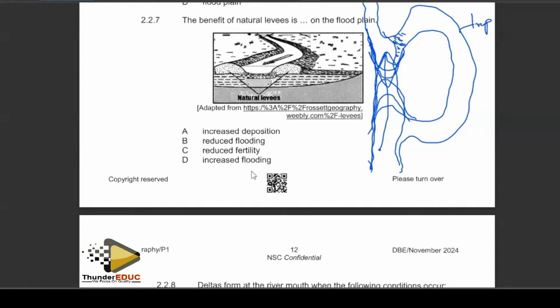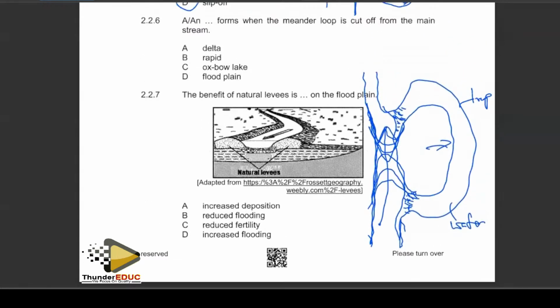There will be deposition here, and there will be deposition there. And it will remain with its own supply of water, but no more feeding in of water from the channel. This is what we are referring to. What is the feature which is forming here? We don't need to waste time. That is an oxbow lake. So the correct response is C for that one.